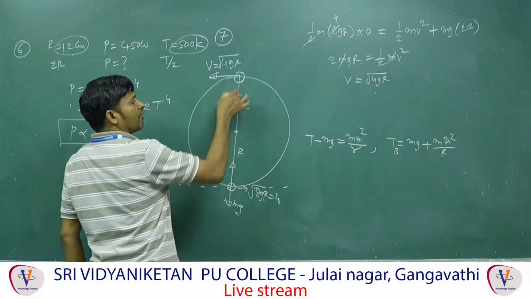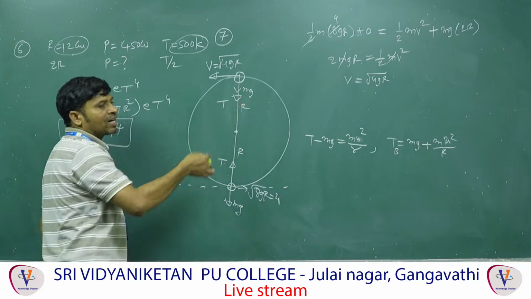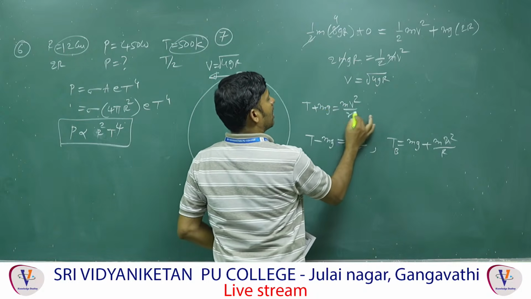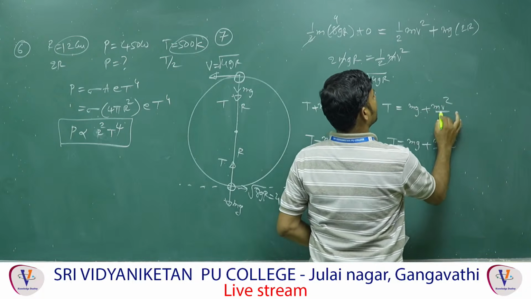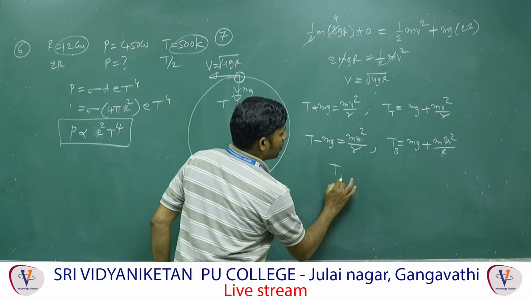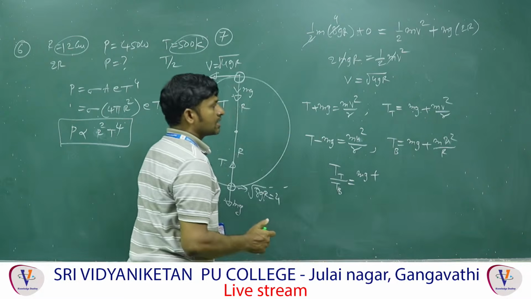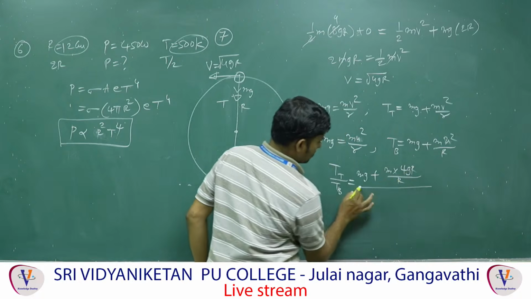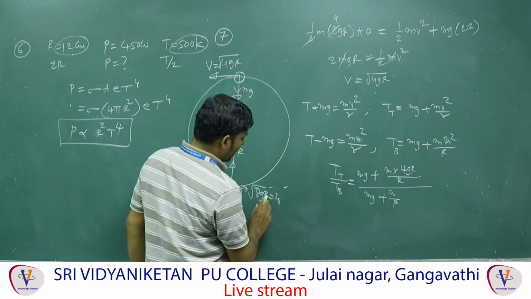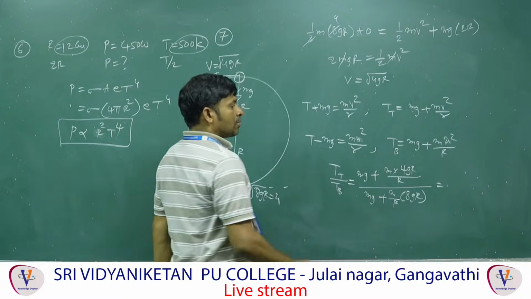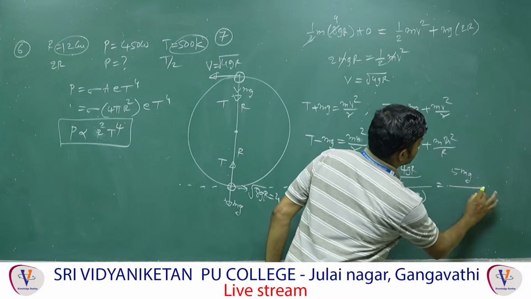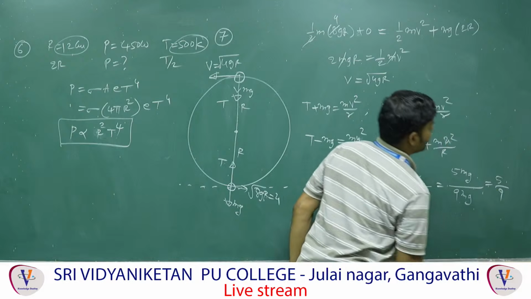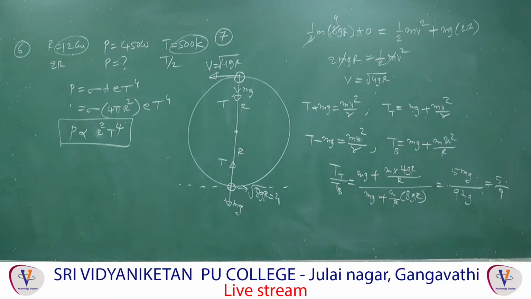Similarly at the top, the tension T and the weight mg are both acting toward the center. So the centripetal force is T plus mg equal to mv square by r. Taking the ratio of the top point to the bottom point: mv square is 4 gR by r, and u square is 8 gR. The r values cancel, so 4mg plus mg is 5mg, and 8mg plus mg is 9mg. So we get 5:9.